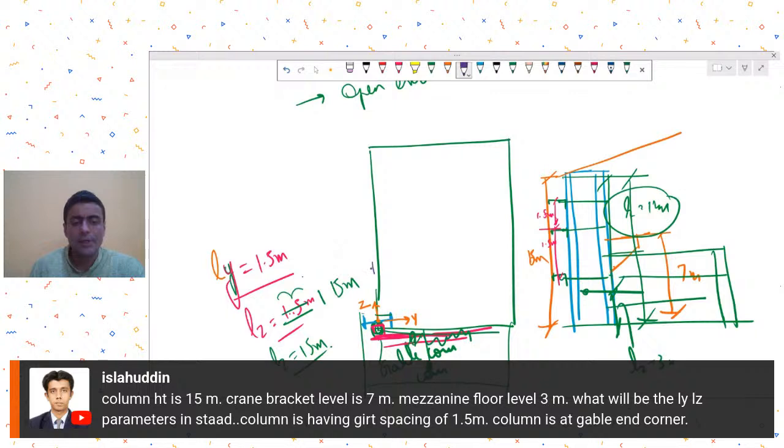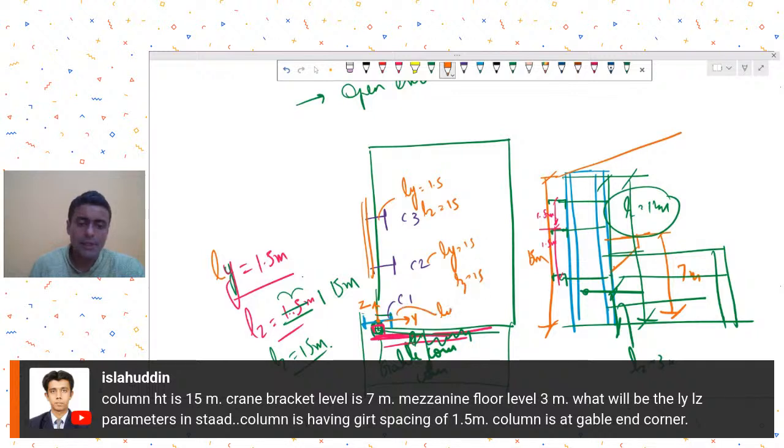For example, if you had a column over here, so suppose this is C1, this is C2, this is C3, and girts are anyway going to be provided like this. So for C3, you are going to take Ly of 1.5, Lz of 15. For C2, you are going to take Ly of 1.5, Lz of 15. And suppose over here I take Ly of 1.5, Lz equal to also 1.5. So are you going to change the column size because of lower effective lengths? Answer is no. You are obviously going to provide the same column size at gable corners also.